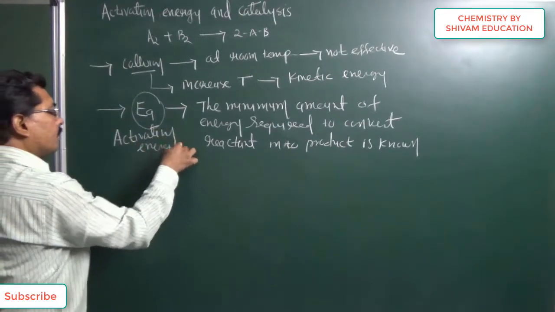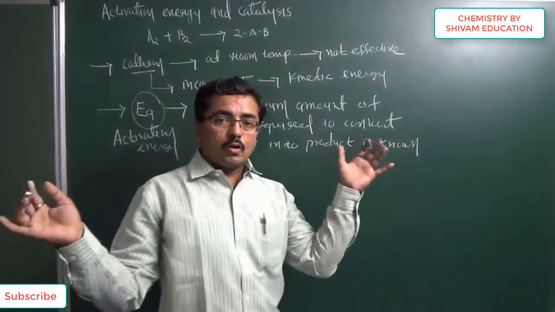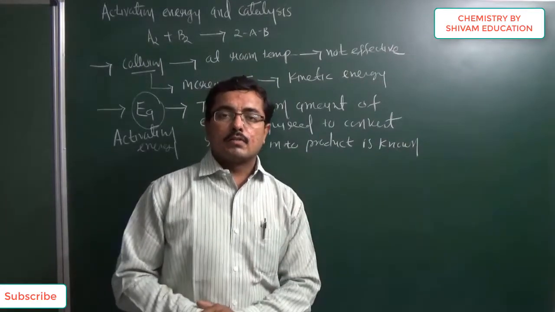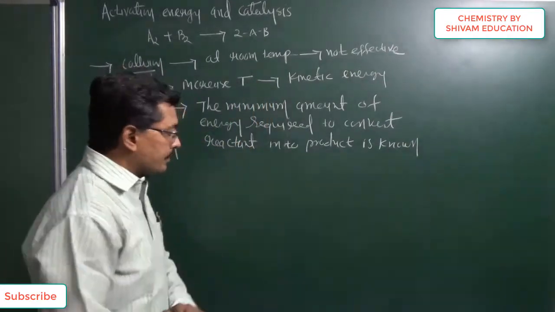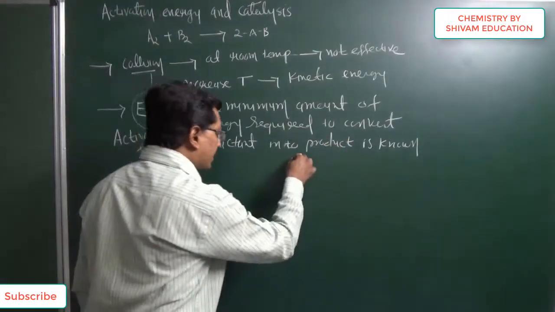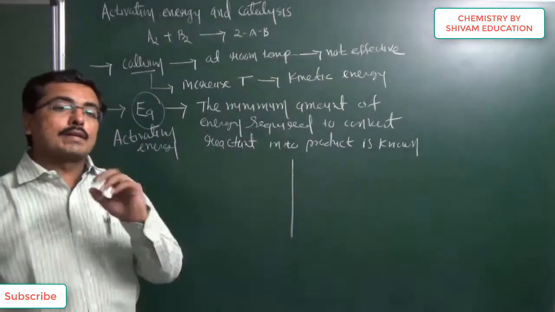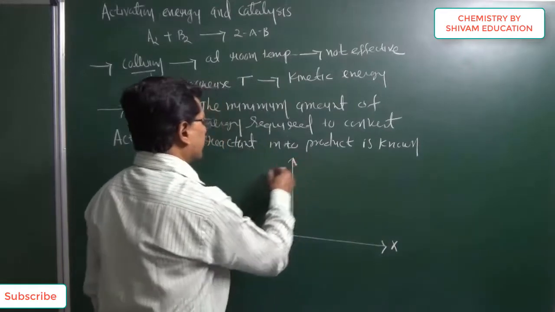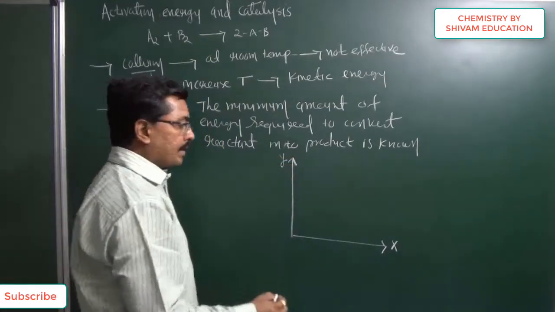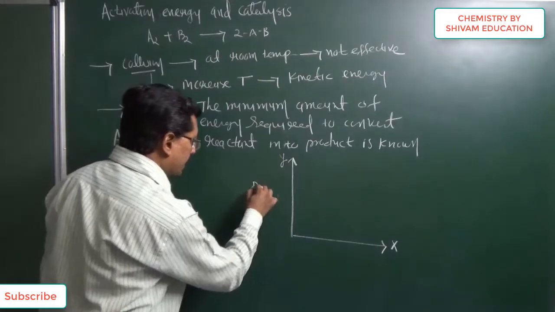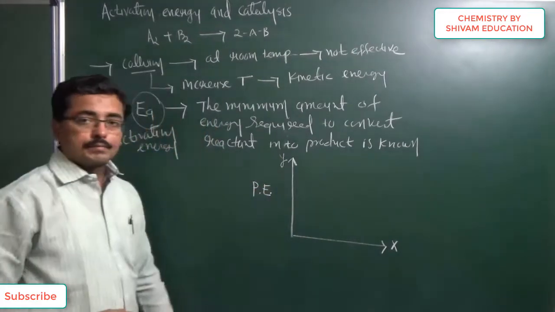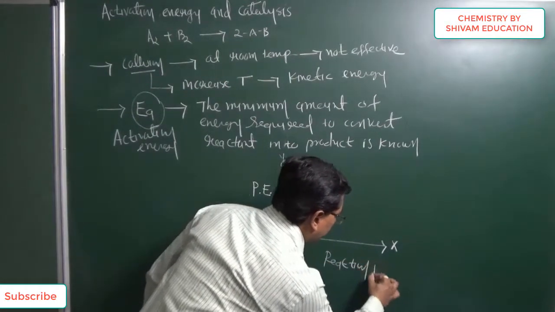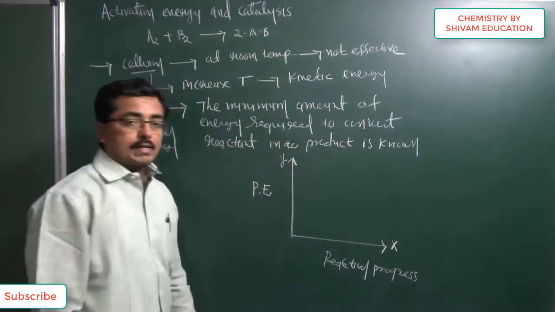Now when molecules containing this minimum energy collide in proper directions, the reactant will convert into product and the reaction will be successful. It is observed that when a chemical reaction is carried out in absence of catalyst, the energy required will be very high. So here on the y-axis I am taking potential energy, given in short as P, and on the x-axis we are taking reaction progress.